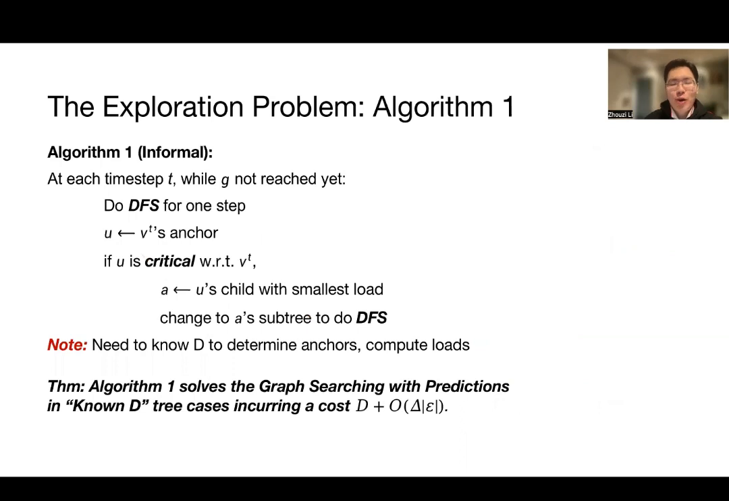We can state our algorithm now. At any time step t, while g is not reached yet, do DFS for one step. Let U be VT's anchor. If U is critical with respect to VT, let A be U's child with the smallest load, and then change to A subtree to do DFS. Here we have to note that although D does not appear explicitly in the algorithm, we need it to compute the anchors and loads. For this known D setting, we prove that given D, this algorithm finds the goal incurring a cost of D plus O(delta times the error term).